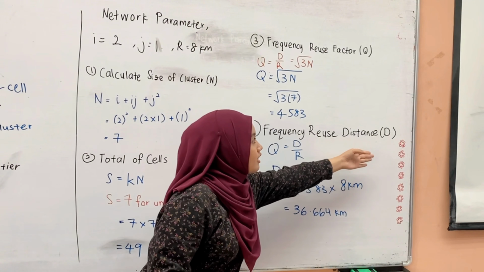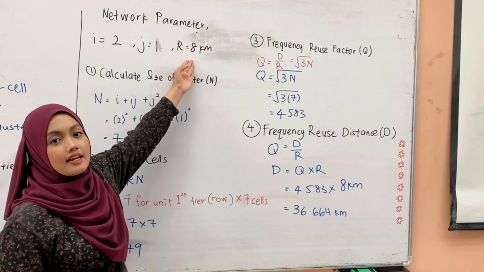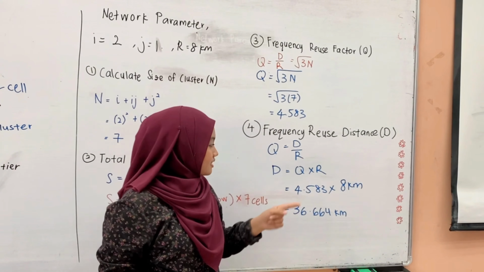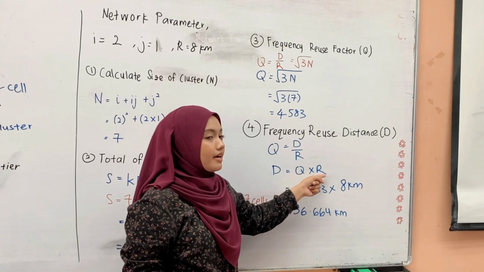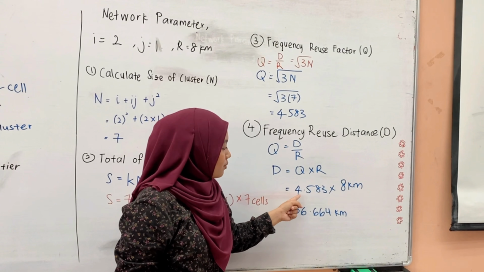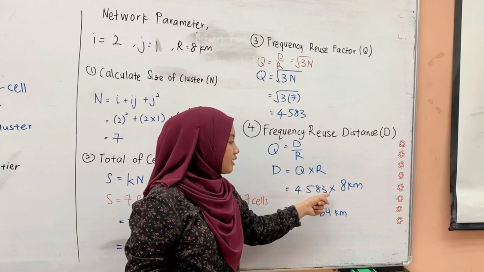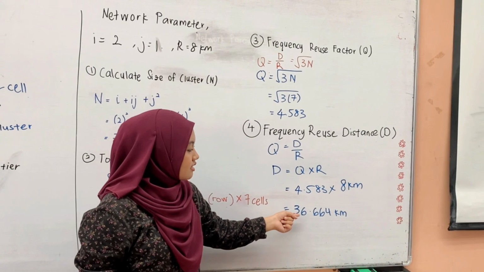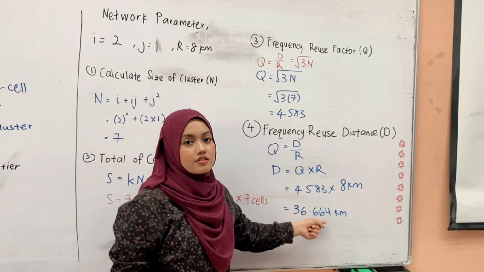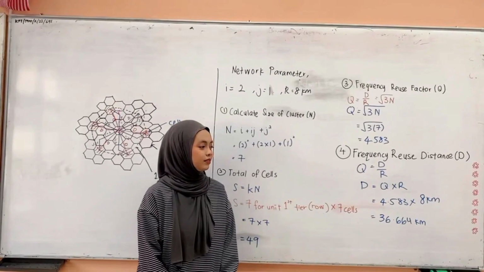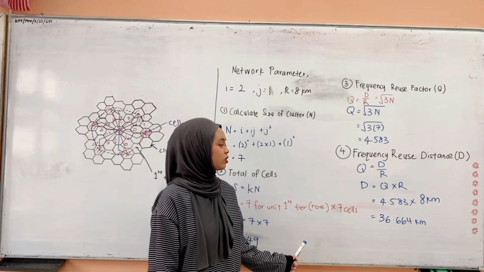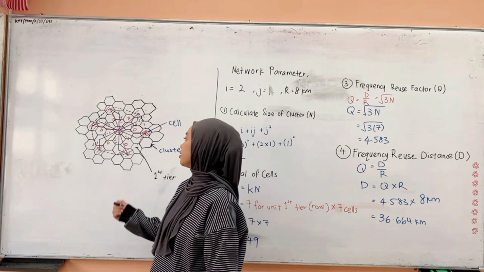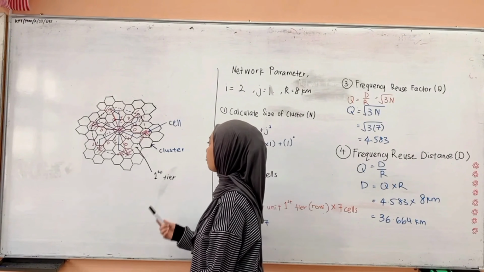Next, the co-channel frequency reuse distance D. We already know the radius is 8 km. So using the same formula, we just adjust it: Q multiplied by R, so 4.583 multiplied by 8 km. Then we got 360.664 kilometers. Okay, after we solve the question, we got the cellular network parameters.